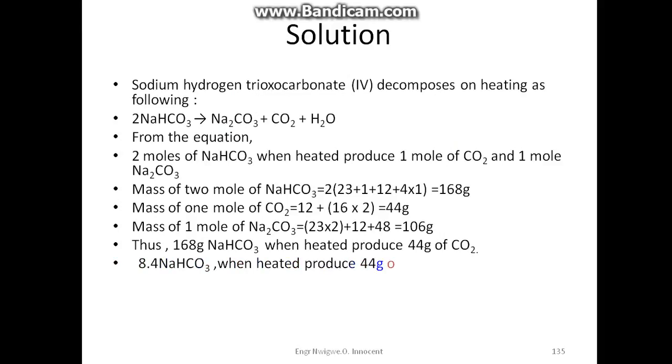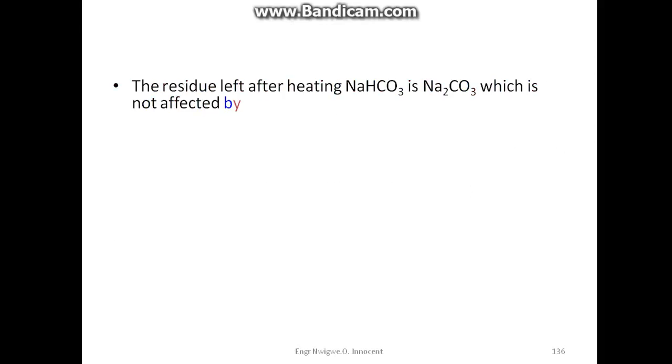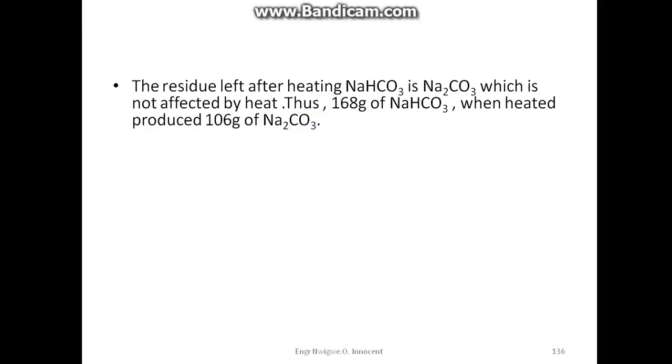8.4 grams of sodium hydrogen trioxocarbonate when heated produce 44 over 168 times 8.4 over 1 grams of carbon(IV) oxide, which will give 22.2 grams of carbon(IV) oxide. The residue left after heating sodium hydrogen trioxocarbonate is sodium trioxocarbonate, which is not affected by heat.